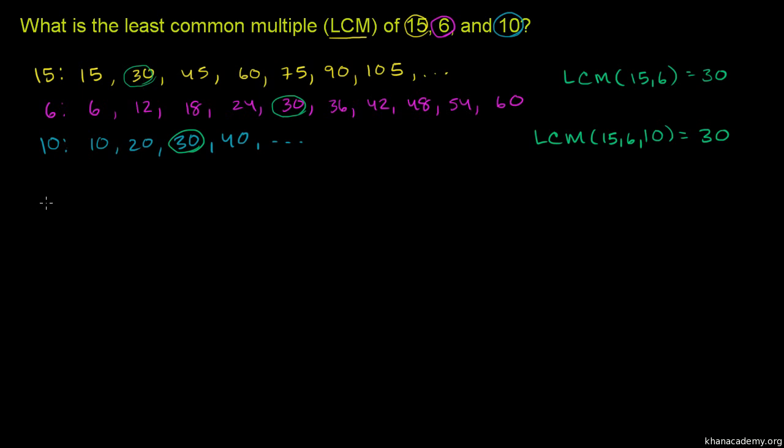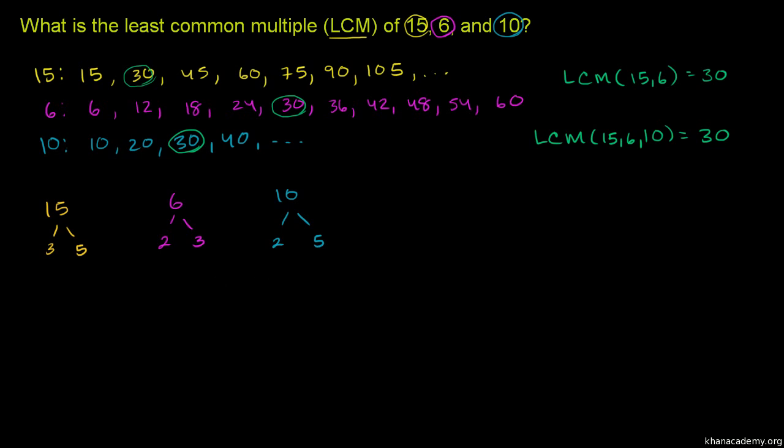So you could do it this way, or you could say 15 is the same thing as 3 times 5. And that's it. That's its prime factorization. 15 is 3 times 5. Both 3 and 5 are prime. We can say that 6 is the same thing as 2 times 3. That's its prime factorization, and both 2 and 3 are prime. And then we can say that 10 is the same thing as 2 times 5. Both 2 and 5 are prime, so we're done factoring it.